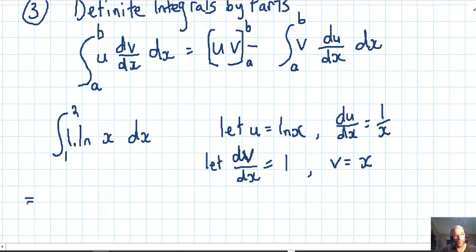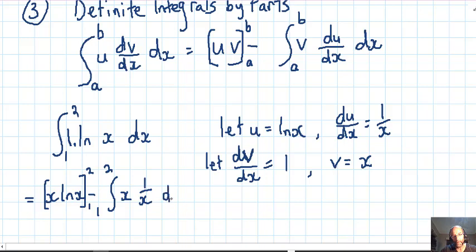So let's play ball. u times v is log x times x, or we'll write x log x, minus, between 2 and 1, the integral of v, which is x, times du dx, which is 1 on x. Oh, that looks good. We're going to be able to do things with that.